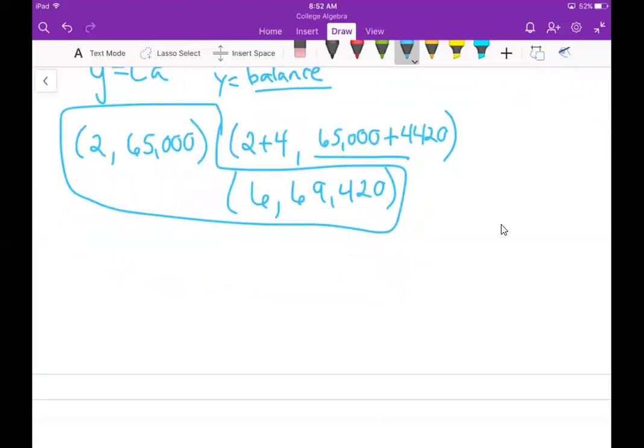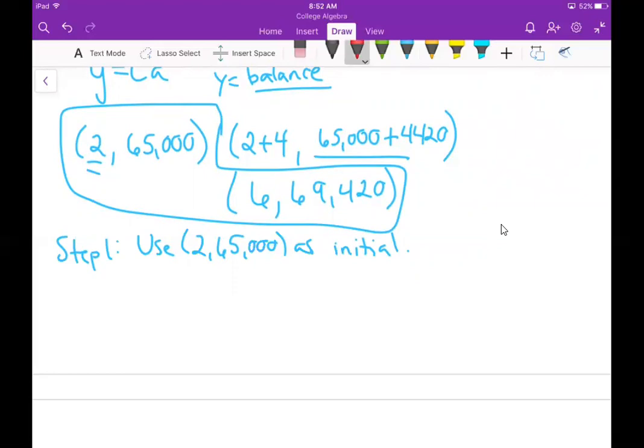So remember, step 1 is to always use that lower x value. So in this case, the 2, we're going to use that 2, 65,000 point as the initial. Okay, so that means we're thinking about years since that first 2 years. So see if you can get that set up into the equation correctly then. So that means that over here, our other point at 6, 69,420 is going to be our x and y, but we always want to pay attention to x and make sure we reinitialize that so that 2 is the initial x value.